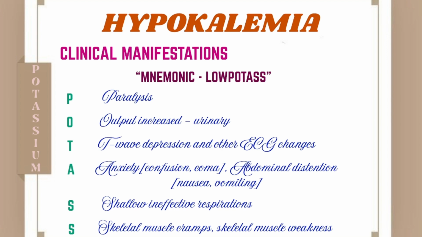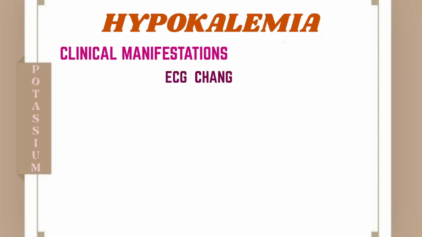So these are the clinical manifestations of hypokalemia that we have to remember by the mnemonic LOW POTASH: lethargy, constipation, hyporeflexia, orthostatic hypotension, weak irregular pulse, paralysis, increased output, ECG changes, anxiety, abdominal distension, shallow ineffective respiration, skeletal muscle cramps, and weakness. Let's discuss the ECG changes that occur due to hypokalemia.